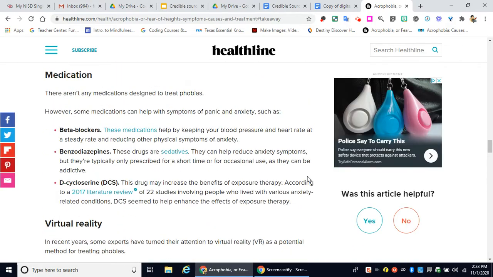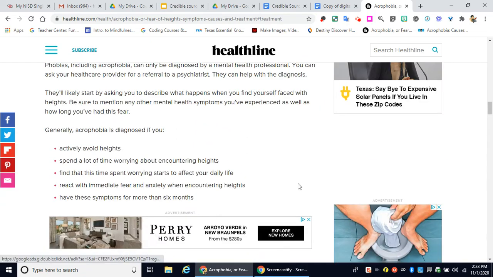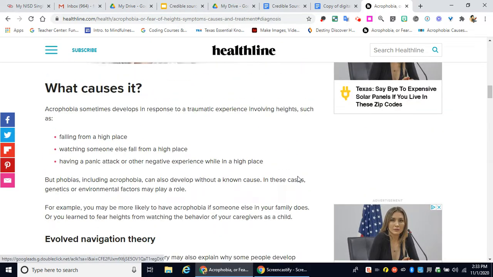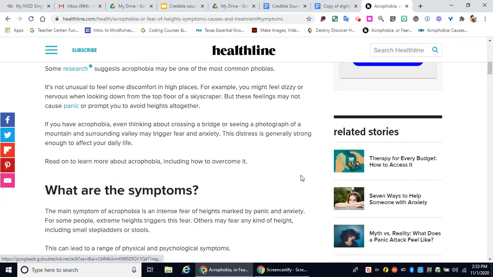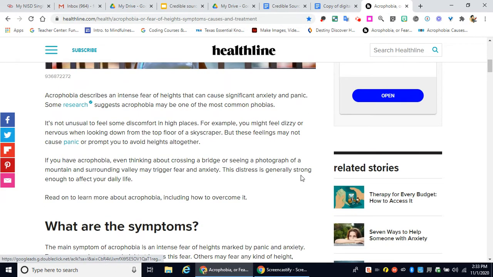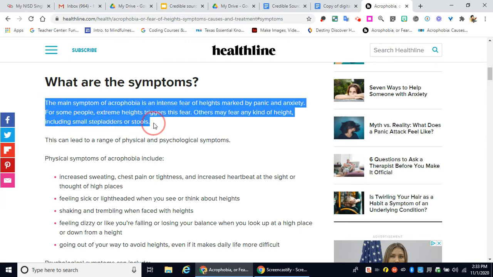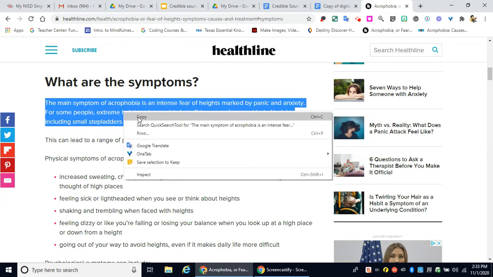Okay, so now I'm on here. What am I going to do with this information? How am I going to begin to write my research and put it in my own words? So I'm going to start right up here at the beginning of the article, and let's say I want to use information in this paragraph right here. Okay, so I'm going to go ahead and highlight it and copy it.